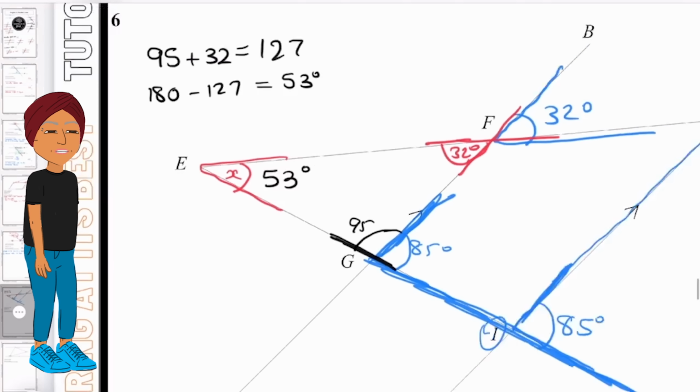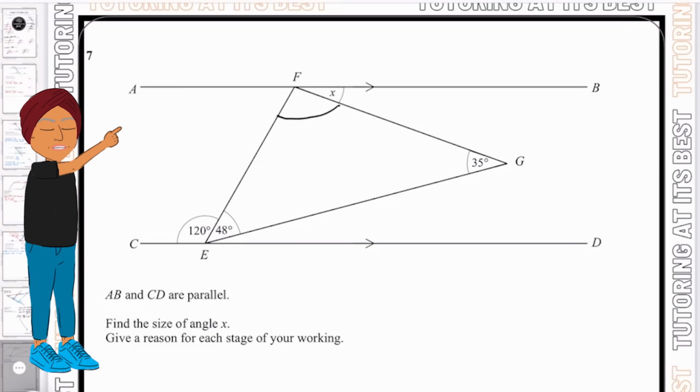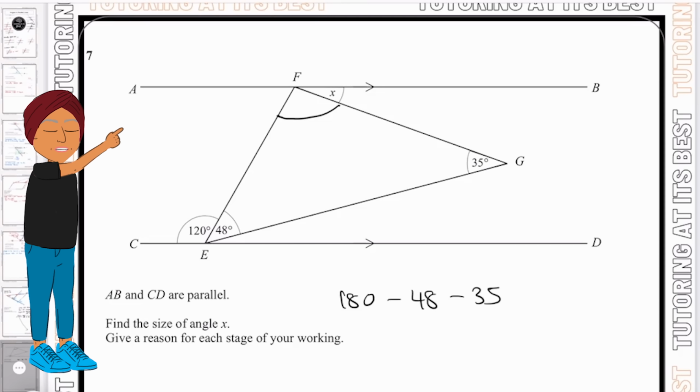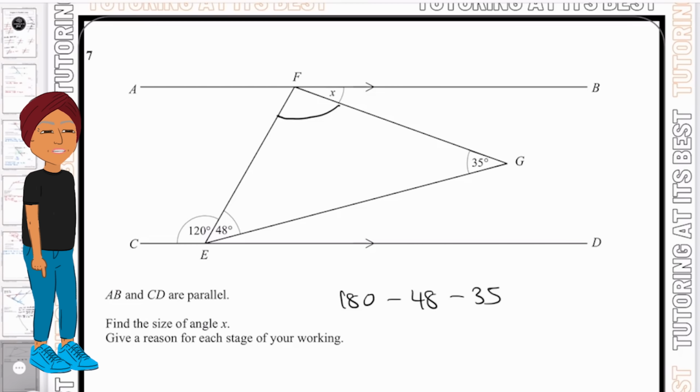Amazing work. Let's now go over to question number 7. So AB and CD are parallel, and we need to find the size of angle X. And let's also give our reason. So the first thing I'm going to do here is find out the midpoint for F. And the way I'm going to do that is by simply subtracting 48 and 35 from 180 degrees, because angles in a triangle add up to 180 degrees. Once I've done that, I can then go ahead and put 97 as my F angle.